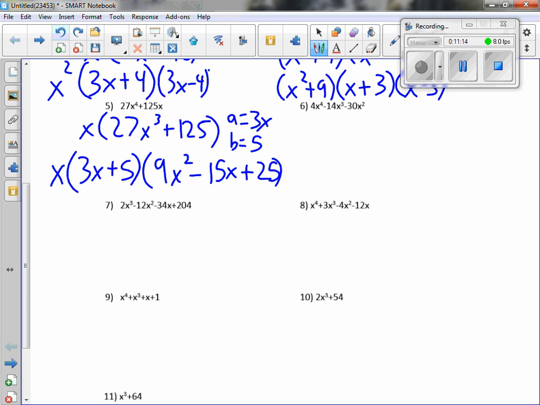Number 6. Again, look for the GCF. Notice we could factor out a 2x squared from all 3 of those terms. That leaves you with 2x squared minus 7x minus 15. Now this right here, this trinomial, is an example of a rainbow method.